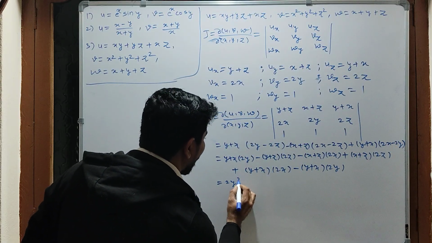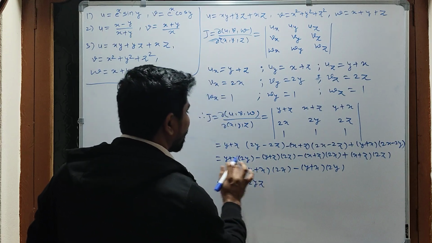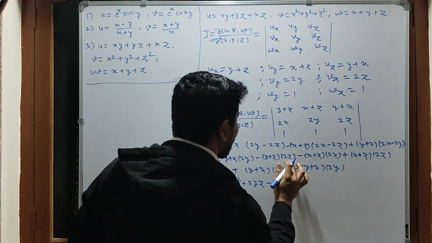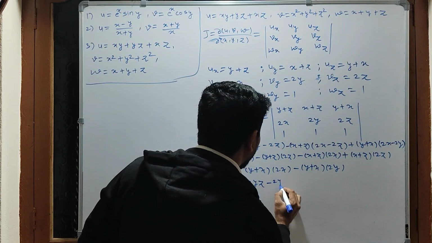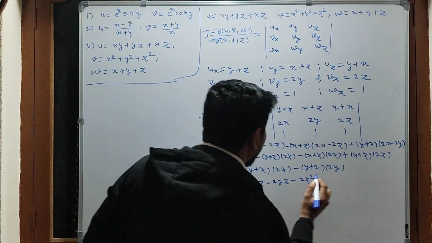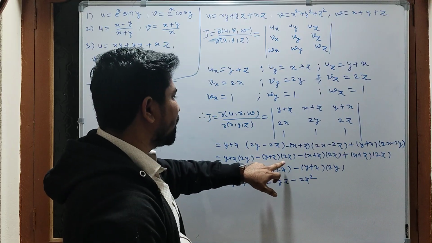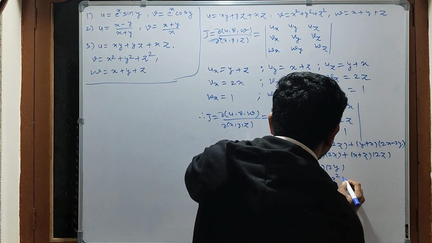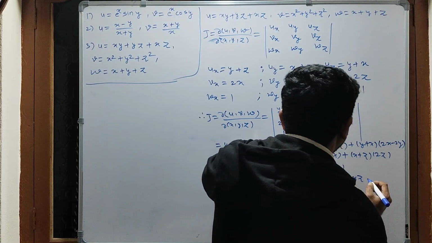This is 2y square plus 2yz. So here 2y square plus 2yz minus 2yz, so this is minus 2yz. Here minus 2z square, so here minus 2yz minus 2z square. This is minus 2x square minus 2xz.